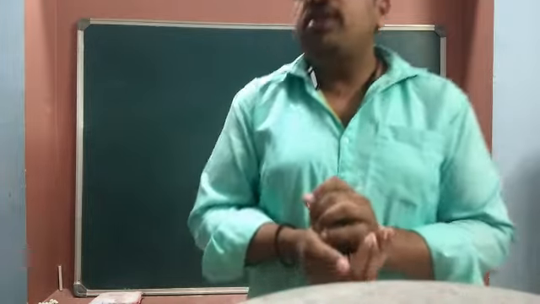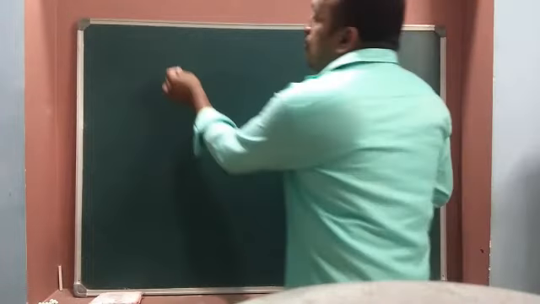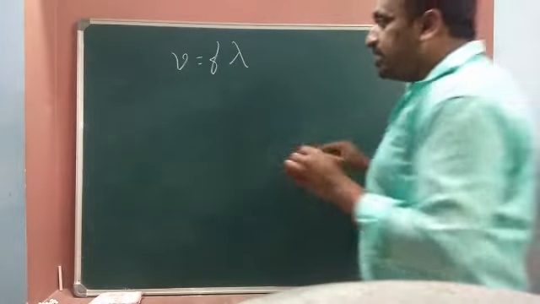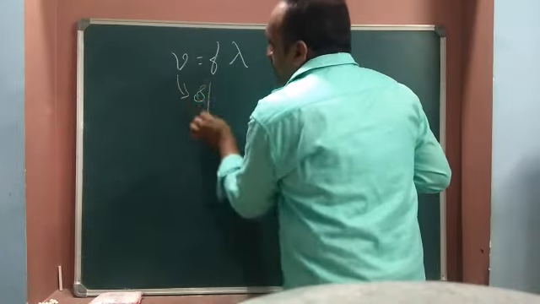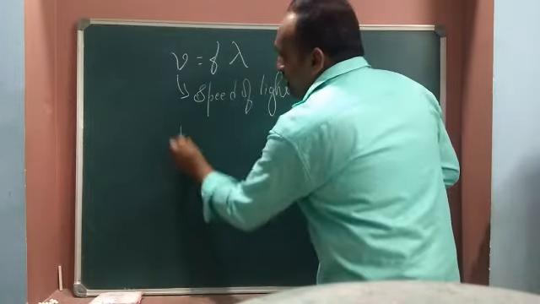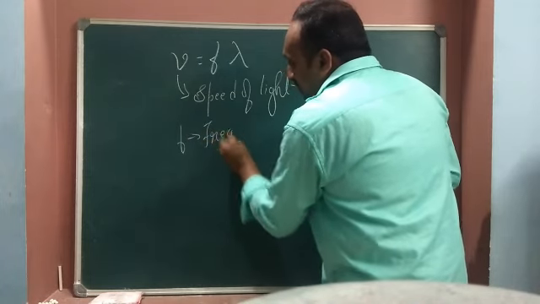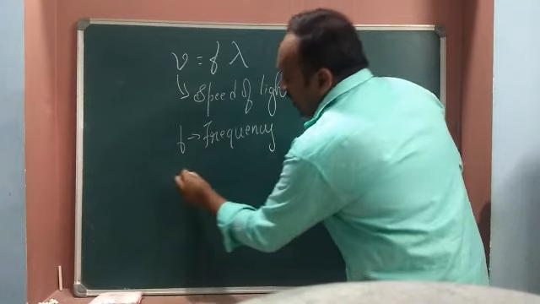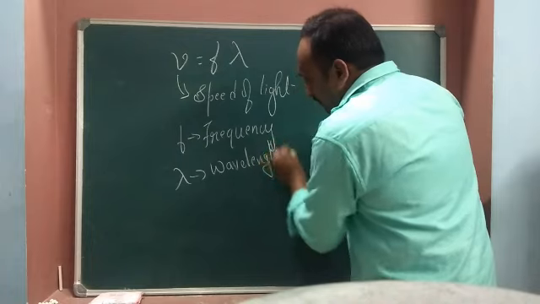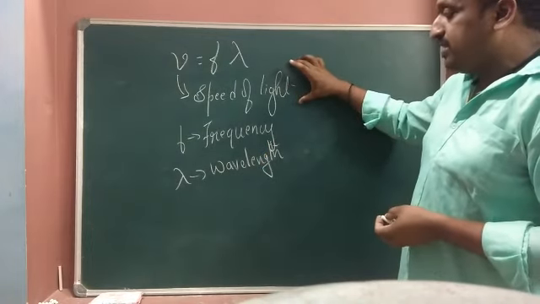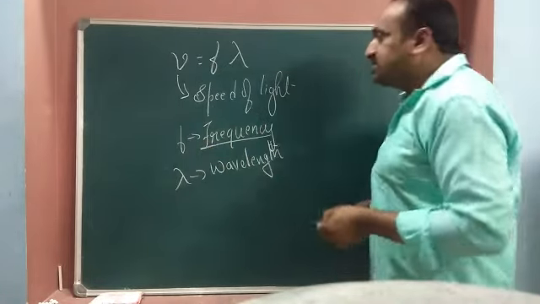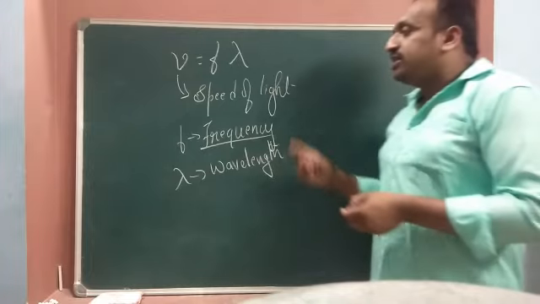Then how are we going to define it? We are going to use one formula. V is equal to F lambda, where V is the speed of light, F is frequency, and lambda is wavelength. So speed is going to vary, wavelength is going to vary, but frequency remains the same during the refraction process.